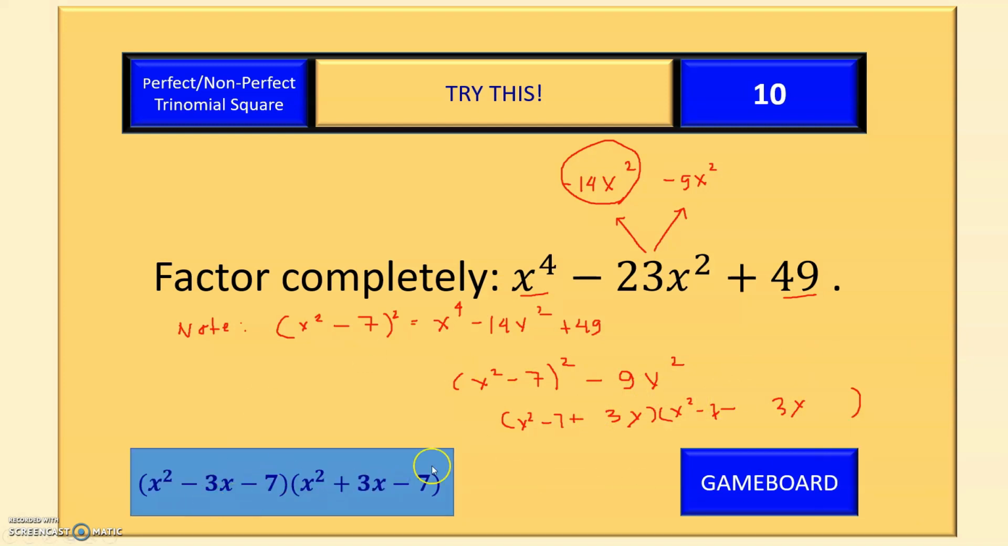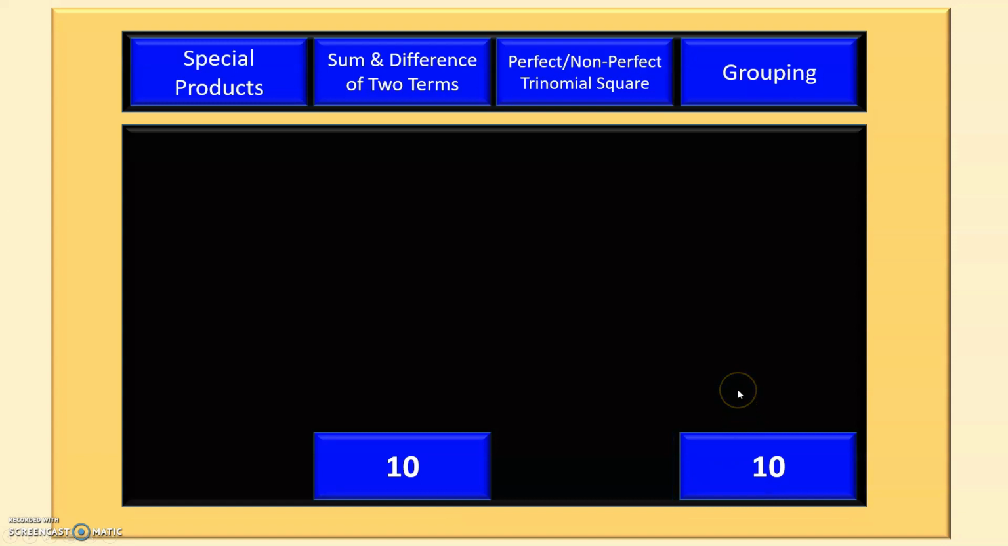So, there you go. I-arrange nyo na lang. x squared minus 3x minus 7, and then x squared plus 3x minus 7. Okay, so we're down to the second to the last.